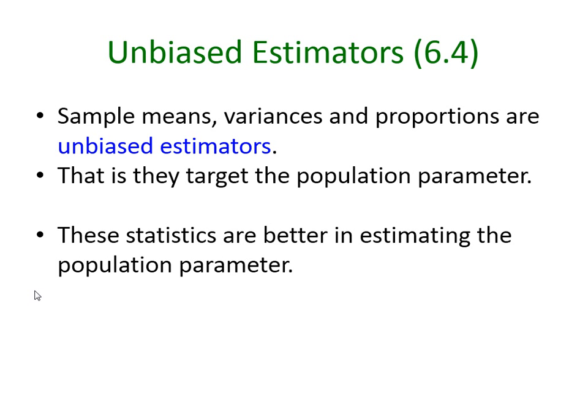So if we look at the unbiased estimators, sample means, variances, and proportions are unbiased estimators. That is, they target the population parameter. So if I am taking all my samples of the same size, and I take every one of those possibilities, and I find the mean of my sample means, or the mean of my sample variances, or the mean of my sample proportions, then that will be my population value. These statistics are better at estimating the population parameter. They're not going to skew the data from what it originally should have been.